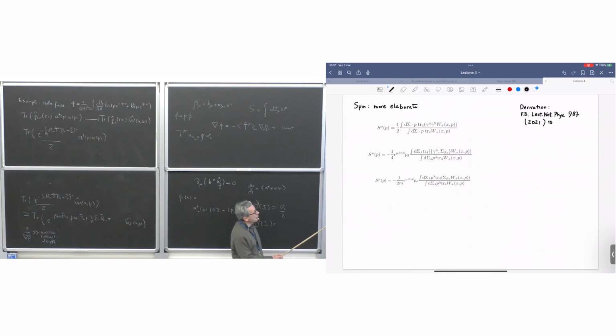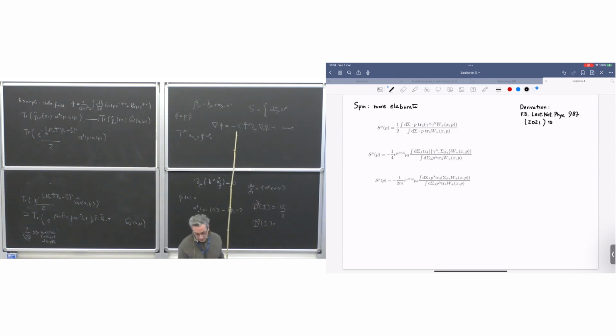But there are 2 equivalent formulae. One relates the spin polarization vector to the so-called spin tensor density component of the Wigner function, and this one to the antisymmetric component of the Wigner function in the Clifford decomposition. So all of them are equivalent. This is more popular.